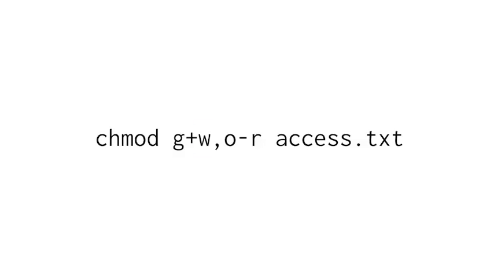And the last question is, what kind of changes? We've already learned that r represents read permissions, w represents write permissions, and x represents execute permissions. So in this case, the w indicates that we are adding write permissions to the group, and r indicates that we are taking away read permissions from other.